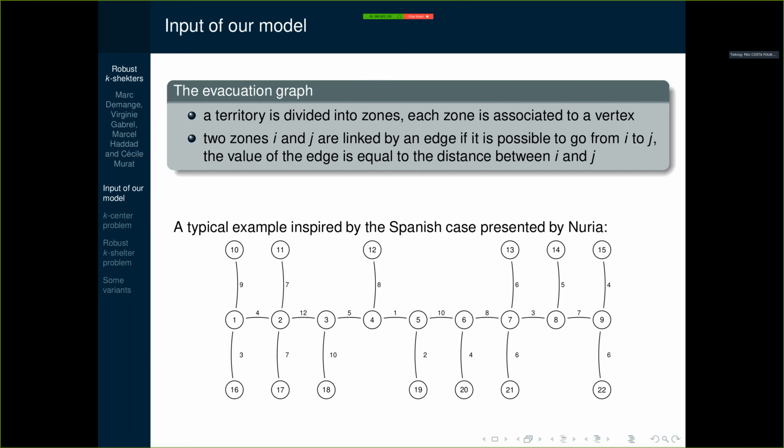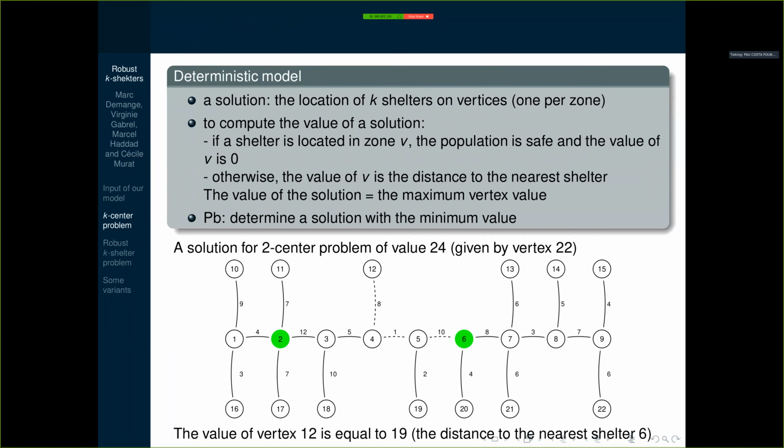In this case, the classical model is to find a location for K shelters. K is given in the problem, and we want to put the shelters on vertices, at most one per zone. When we have a solution, to compute the value of a solution, we have to compute the value for each vertex. The value of each vertex is the distance to go to the nearest shelter. So if a shelter is located in the zone, the value for the vertex is 0, and otherwise the value is the distance to the nearest shelter. So the value of a solution is the maximum vertex value.